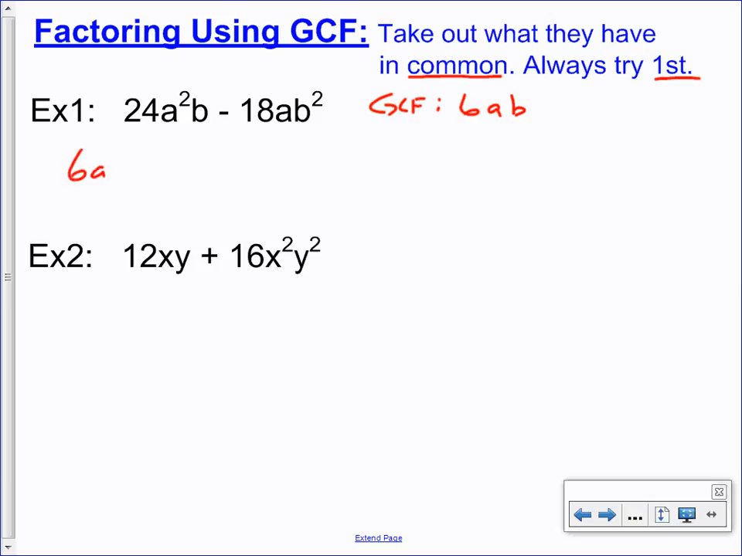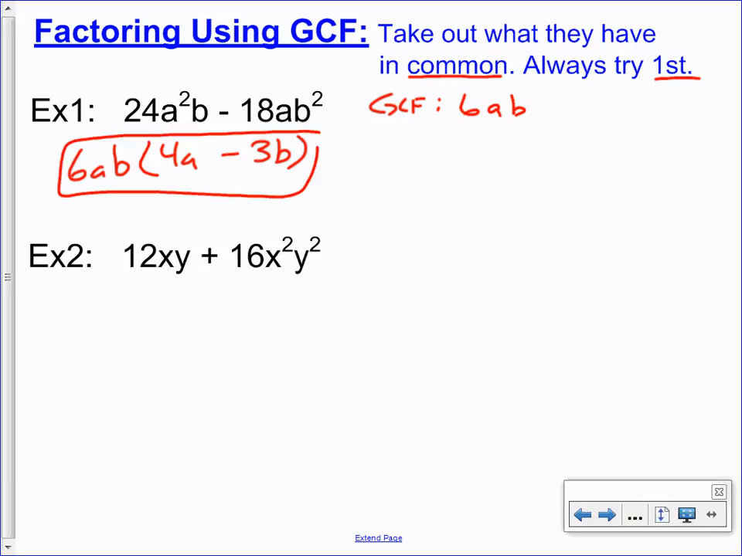When you take 6ab from the first thing, you're left with 4a minus 3b. No more GCFs. It cannot be reduced anymore. And that is the answer.